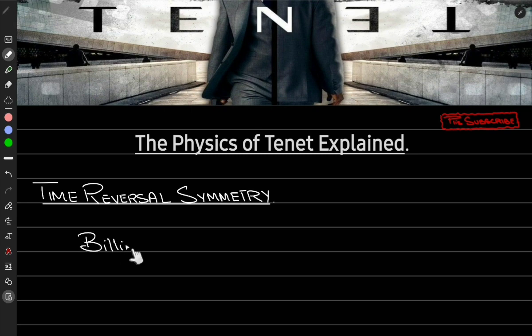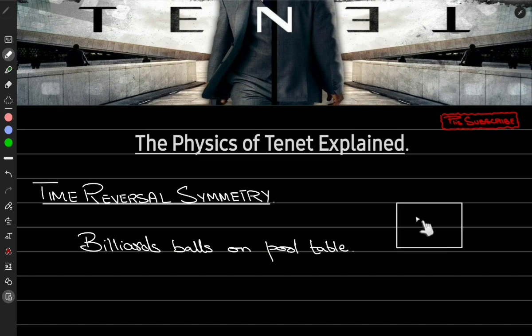Now, I'll tell you one of the most famous examples of this time reversal symmetry: billiard balls on a pool table. Right, so imagine that this is your table, and here you have some balls that are sitting on this table, and with your stick you hit this white ball, for example, and then it is going to collide with all of these balls, and these balls will start moving.